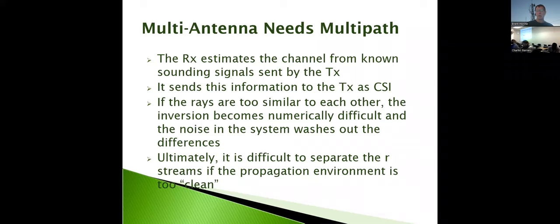So the conclusion here is that if you have a very simplistic channel, it's too clean, then you're not going to get the benefits out of multiple antenna technology that you might think. It does require, kind of takes advantage of, a messy environment.